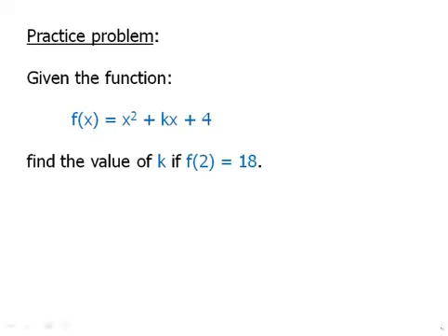Given the function f of x equals x squared plus kx plus 4, so there's an unknown value k that appears in the function, and then the question is going to say find the value of k if f of 2 equals 18. This is very typical of a function notation question on the test. So pause the video and then we'll talk about this.